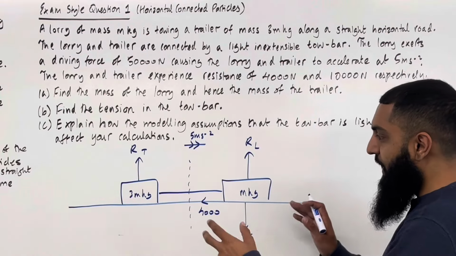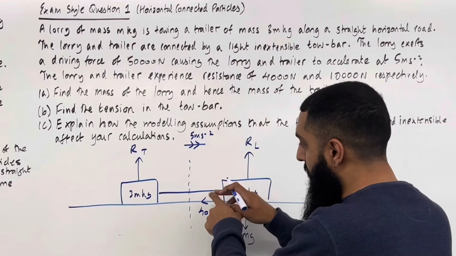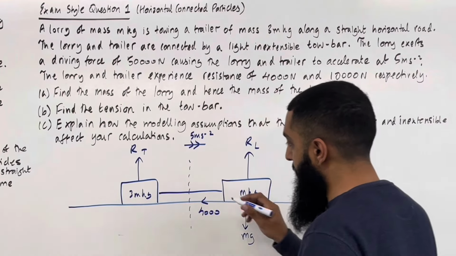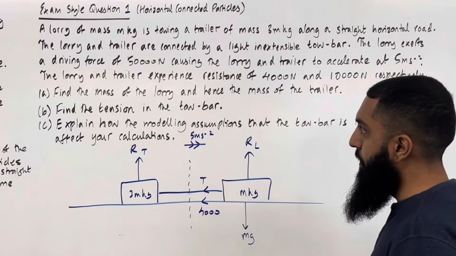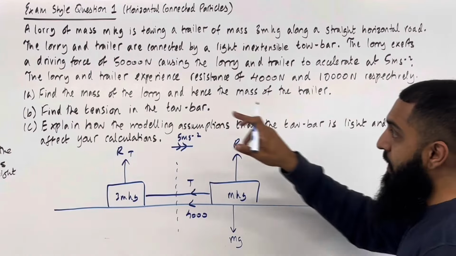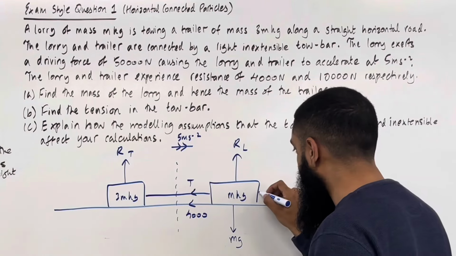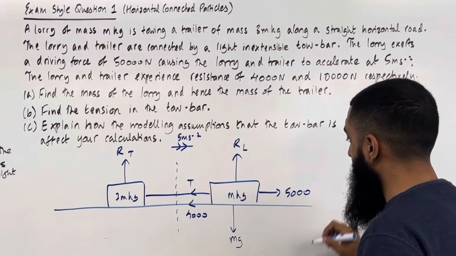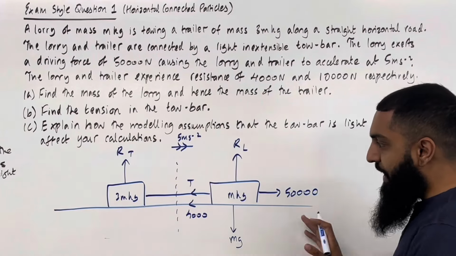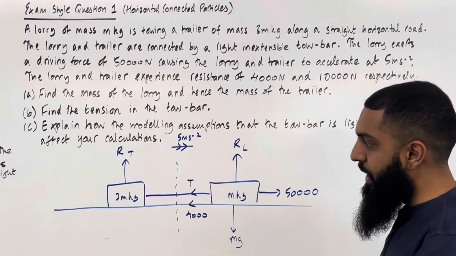Since this entire system is moving to the right, the tension in the tow bar will act to the left for the lorry. Let's call it T. The lorry exerts a driving force of 50,000 newtons. So there's a driving force acting to the right of 50,000 newtons. So that there is all the forces acting on the lorry. Let's move on to the trailer.